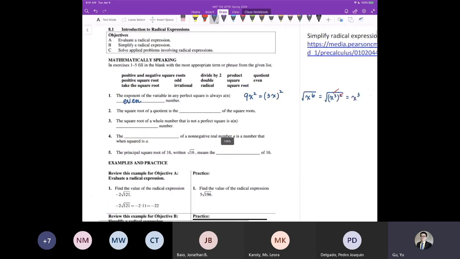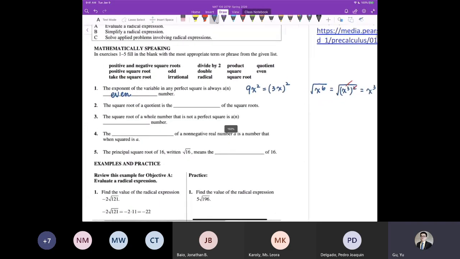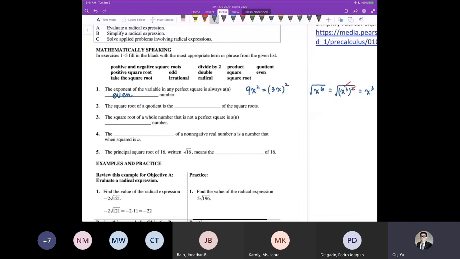Moving on to number 2. The square root of a quotient is the blank of the square root. This is talking about the quotient rule. Square root of a quotient is the quotient of the square roots. So for example, square root of 5 over 7 is the same as square root of 5 over square root of 7.